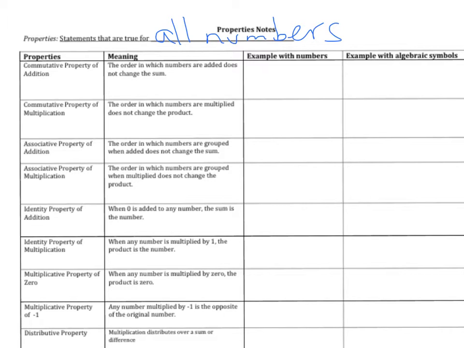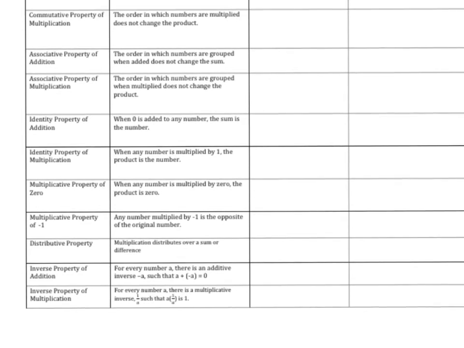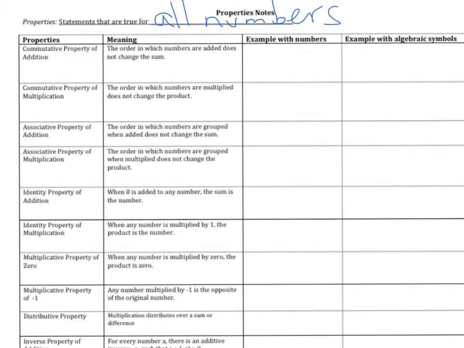What you'll notice is that almost all of these vocabulary words, all of these properties, we already have in our notes, but this document will allow you to sort of review it and also to have it all in one place. So, commutative property of addition.